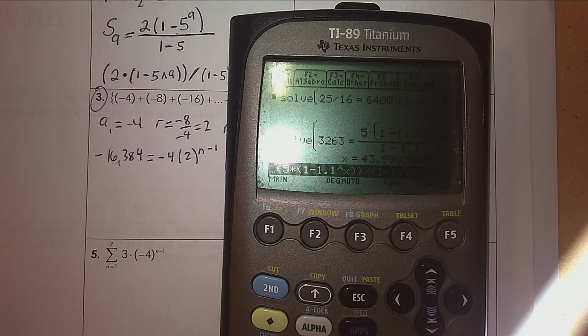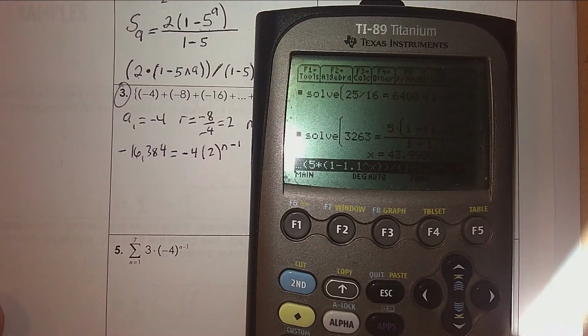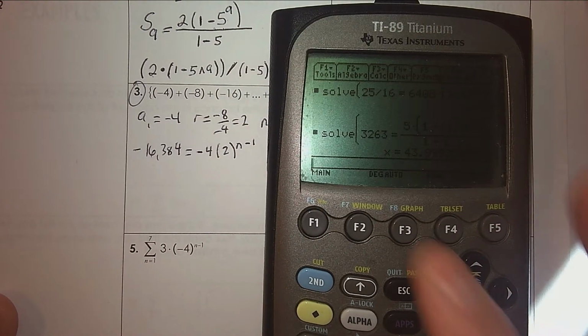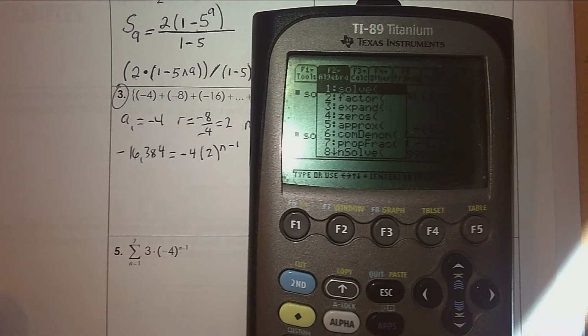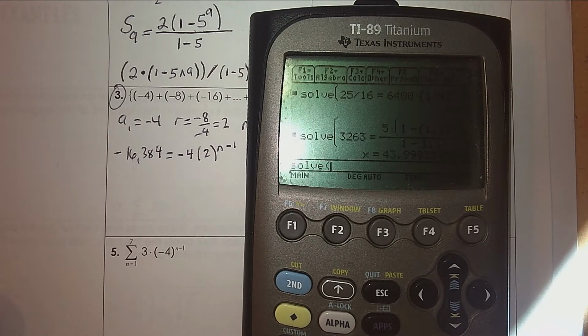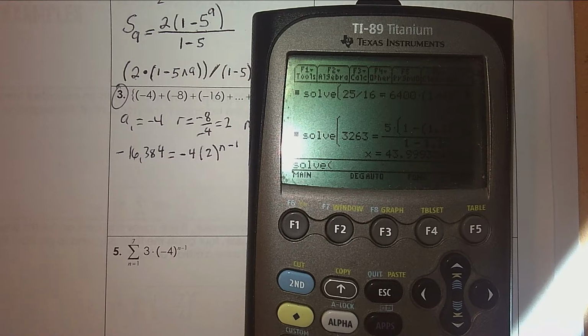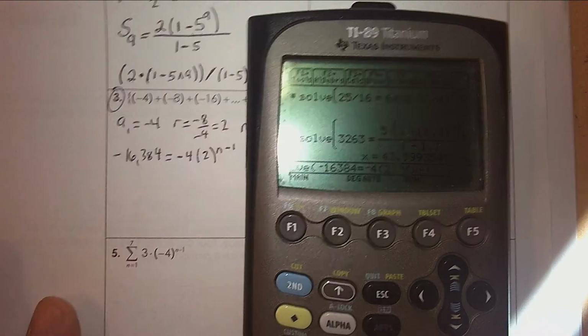In your calculator, it can solve any equation. So you're going to press F2. You're going to go to the, which button? Solve. And you're actually going to type it in. Negative 16,384 equals negative 4, and then parentheses 2 to the exponent. We're going to use x instead of n. So x subtract 1. Oh, and put parentheses around that exponent. And then at the end, you're going to go comma x. So this is what it looks like.